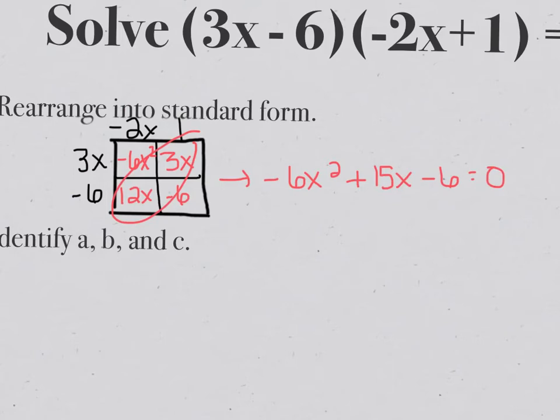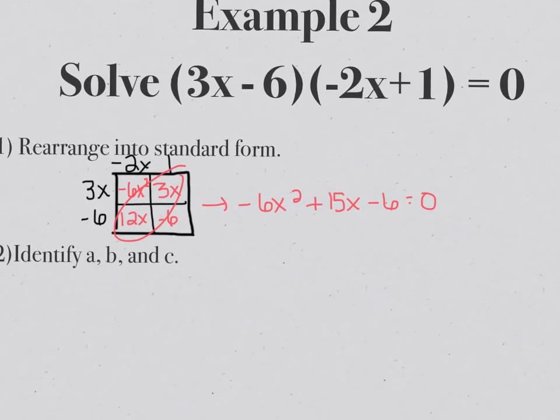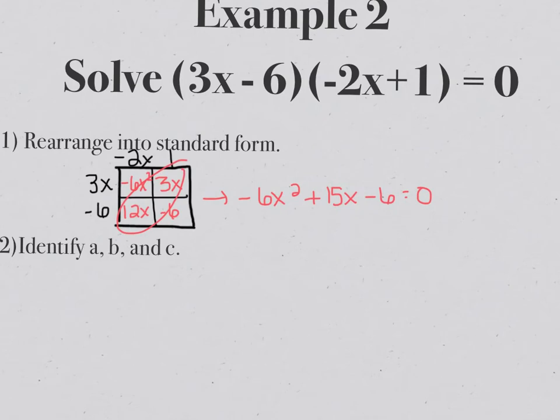Okay, and this was equal to 0 way back here at the beginning. So that's where I got that from. This equals 0 here. Okay, so my A, B, and C. A is going to be negative 6. B is going to be 15. And C is going to be negative 6.